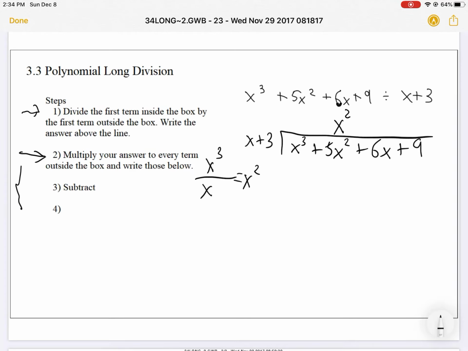That's step 1. Now step 2 says to multiply that part of our answer to every term outside the box. This is a bit of a weird part because you never had to do this whenever you were just doing basic long division in elementary, because you only ever had a single number outside the box. Well, here, we're not dividing by just x or just 3, we're dividing by x plus 3. So because of that, we have to take x squared times x to give us x to the third, but we also need to take x squared times 3 to give us 3x squared.